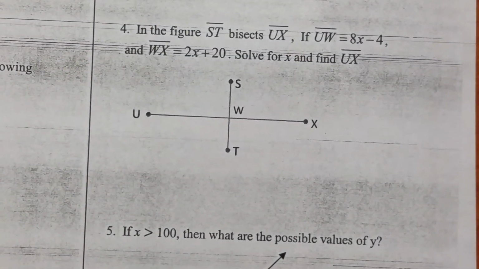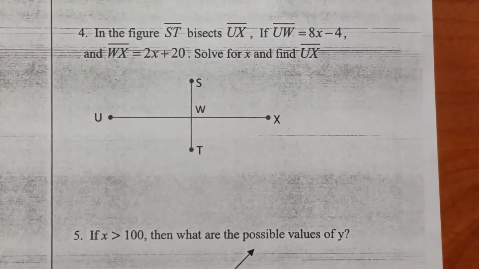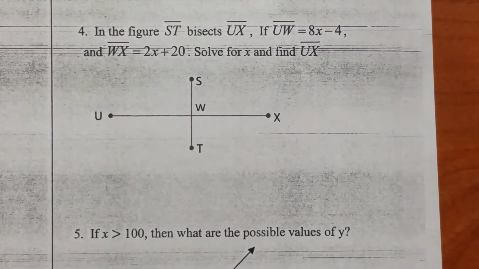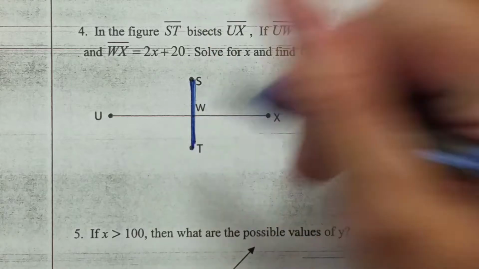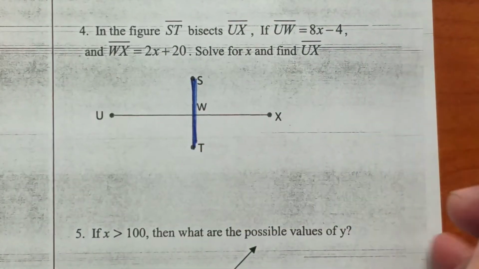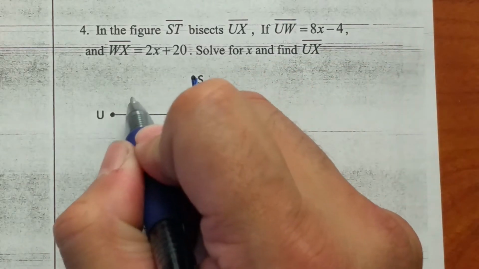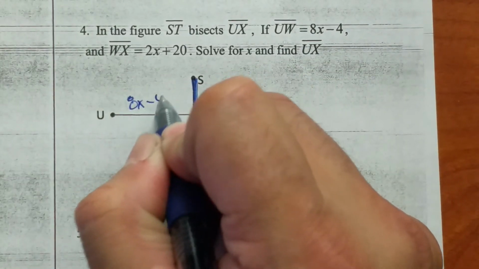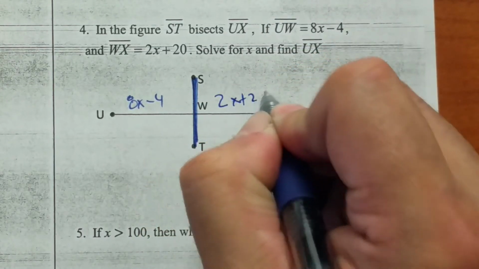Now let's take a look at this next one. Right here, it says in the figure ST bisects. So ST is the one cutting UX. So this one cuts this one. If it bisects UX, that means that UX is being cut into two equal parts. So my part UW is going to be 8x minus 4, and WX is 2x plus 20.